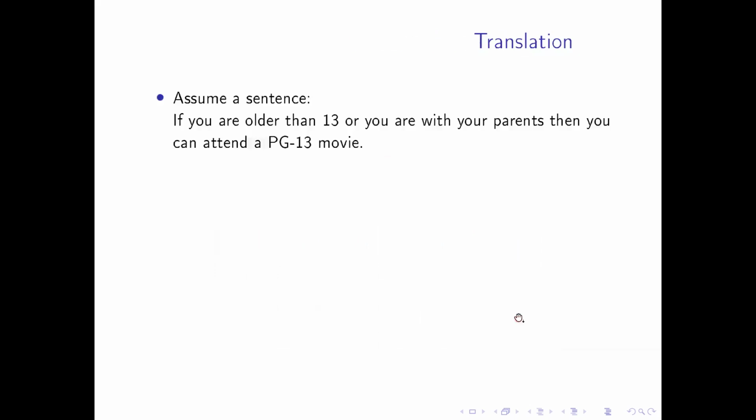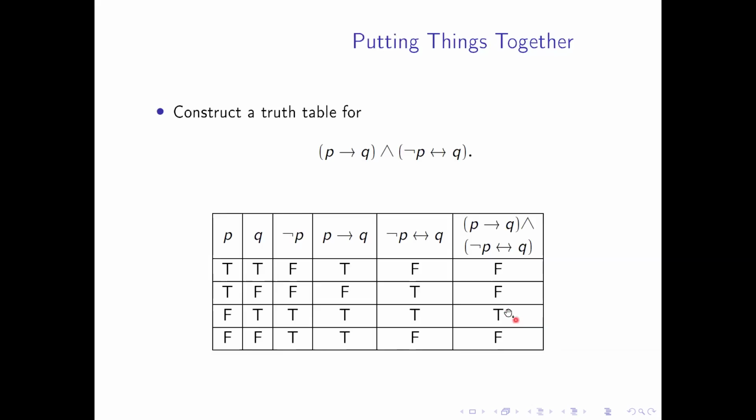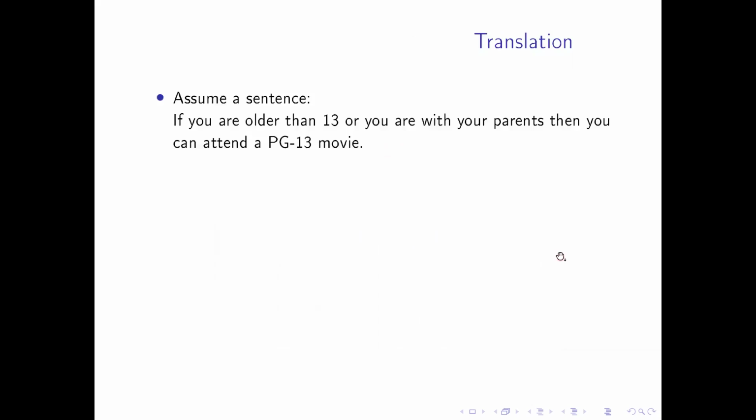All right, let's transition a little bit. Let's take it from words and put it into symbols, because this is cool to have symbols. These are really easy then to make tables. But suppose I give you the sentence, if you're older than 13 or you have your parents with you, then you can attend a PG-13 movie.